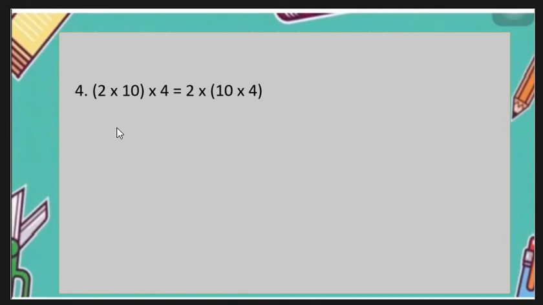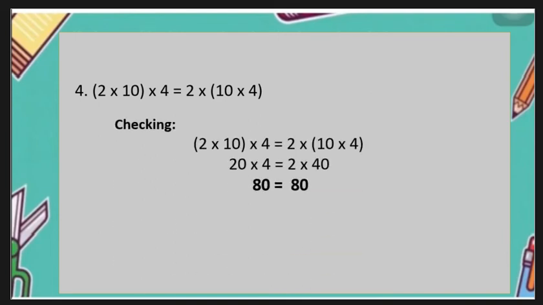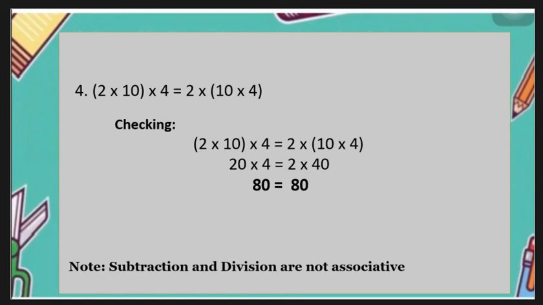We have the quantity of 2 times 10 times 4 is equal to 2 times the quantity of 10 times 4. So let's check. We have 2 times 10 is 20 times 4, and we have 2 times the quantity of 10 times 4, which is 40. Therefore, 20 times 4 is 80 and 2 times 40 is still 80. Note that subtraction and division are not associative, meaning to say only addition and multiplication.